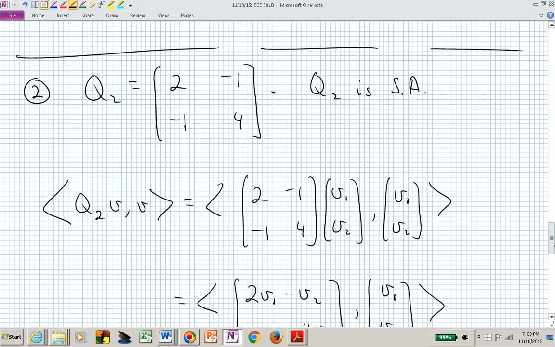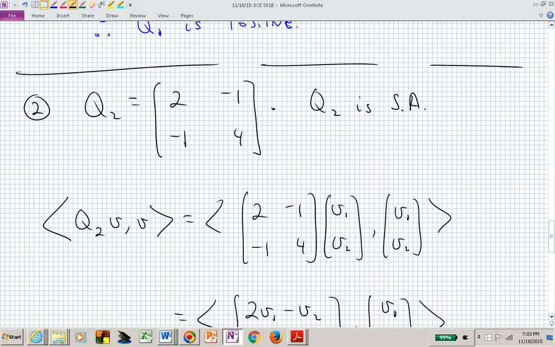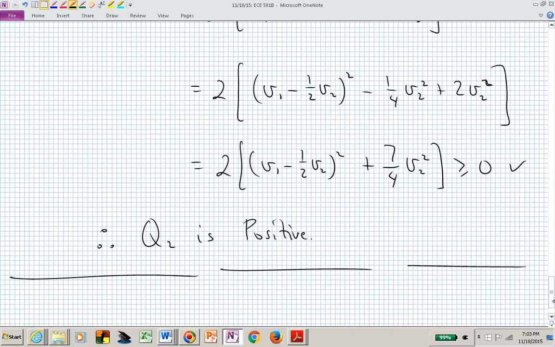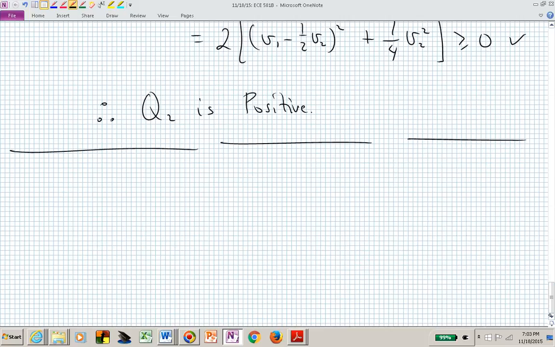Meaning this particular matrix leads to this kind of quadratic form, and that quadratic form is going to be non-negative for all values of V, V1 and V2 being the coordinates. Let's look at another example.